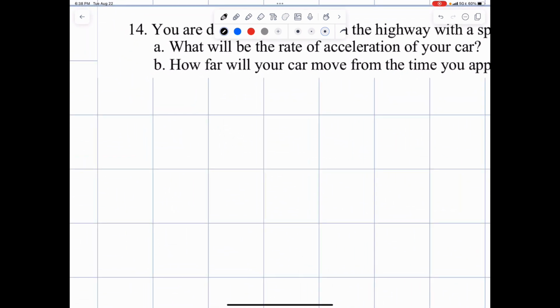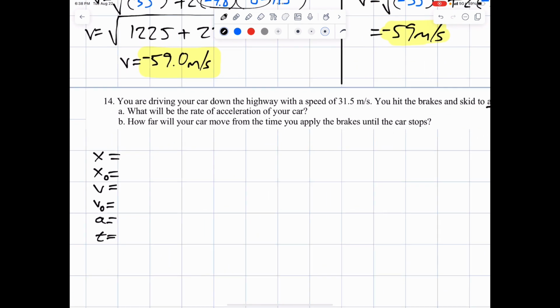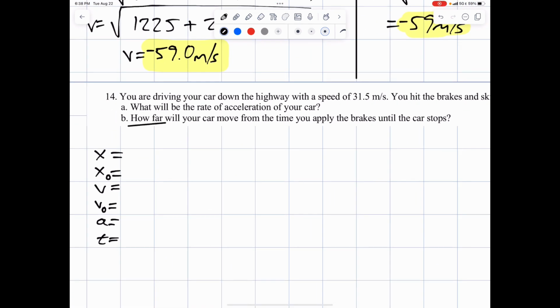Make your list. All right, your list should have looked like this: X, X naught, V, V naught, A, and T. Let's take a look at that list one more time. X is how far. I don't know what that is. That is the answer to part B. X naught, we'll assume it starts from 0 because we weren't told otherwise. So when we apply the brakes, we'll call that the initial position, and then we'll figure it out from there.